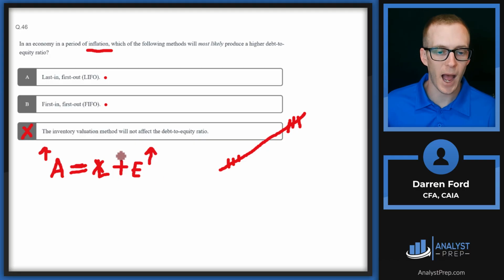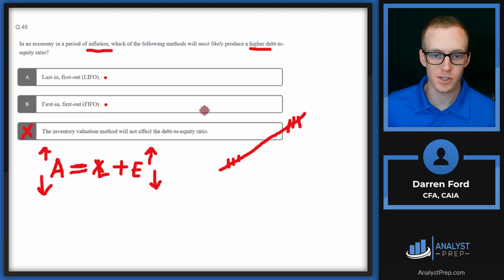So a higher debt to equity ratio is going to be produced by this equity value being lower. So for our equity value to be lower, we need to figure out under which scenario is inventory held at a lower value to lower assets. So I talked through a lot there, but essentially assets need to be lower, inventory needs to be lower to make equity lower to make this ratio higher.